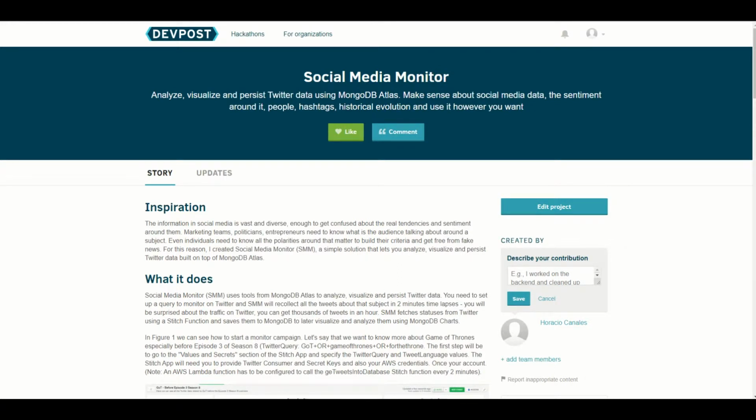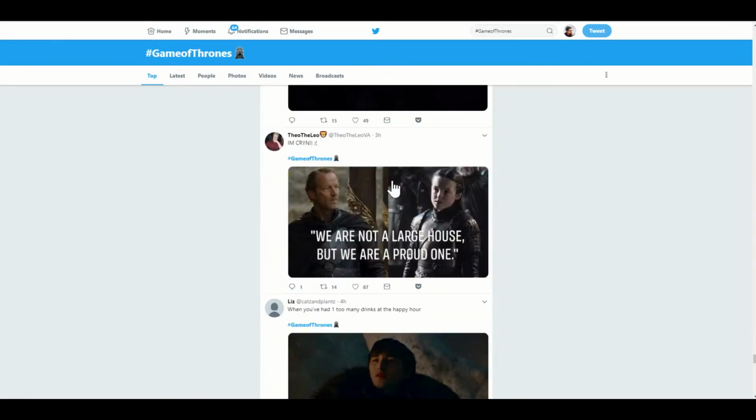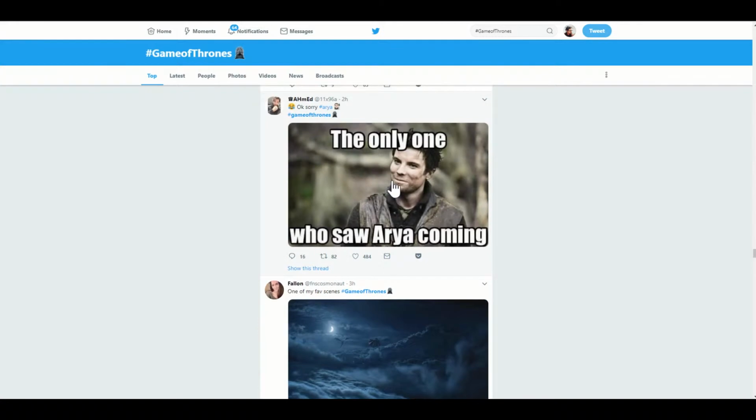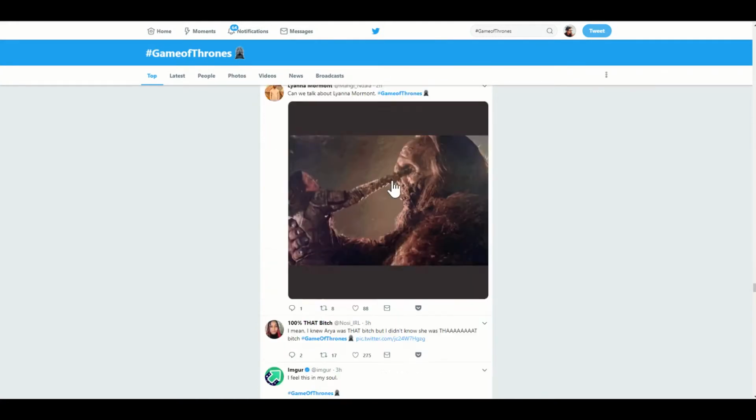Hello, I would like to introduce you to Social Media Monitor, a tool that lets you analyze, visualize, and persist Twitter data using MongoDB Atlas. As you may know, data on the internet, on social media, is really vast. There's a lot, and it's really hard to make sense of it if you don't have the right tools.